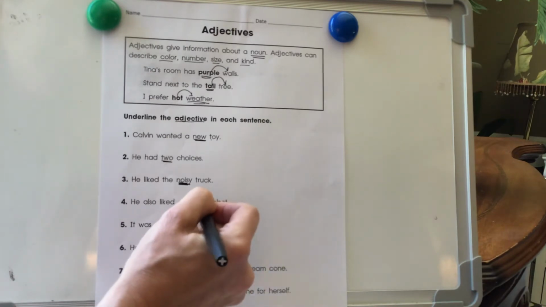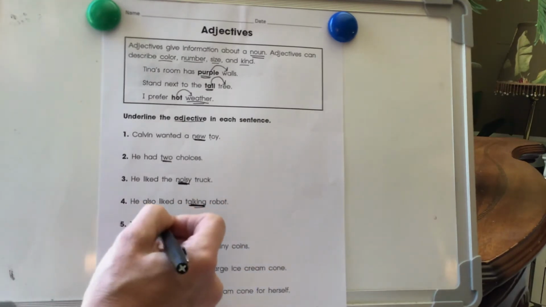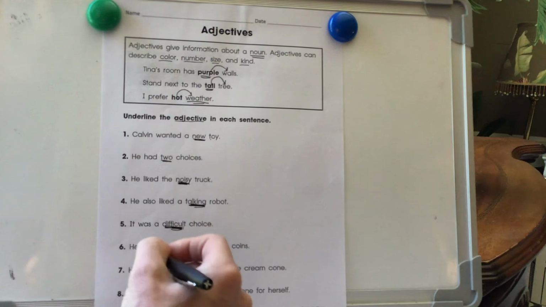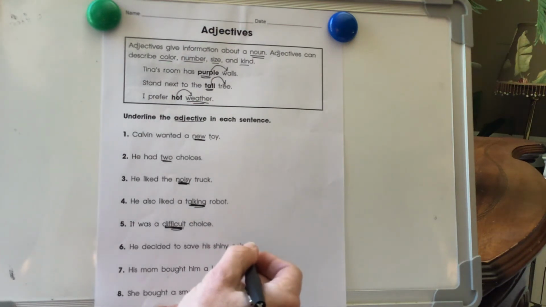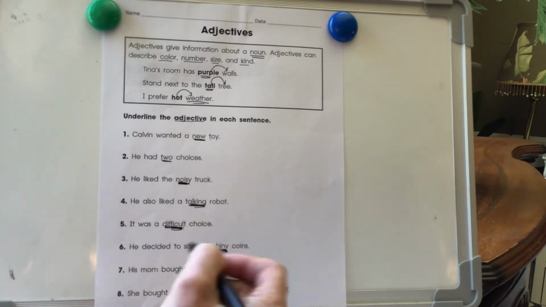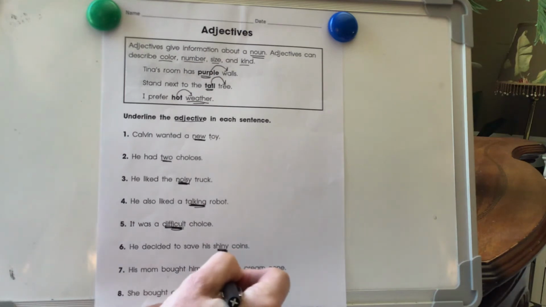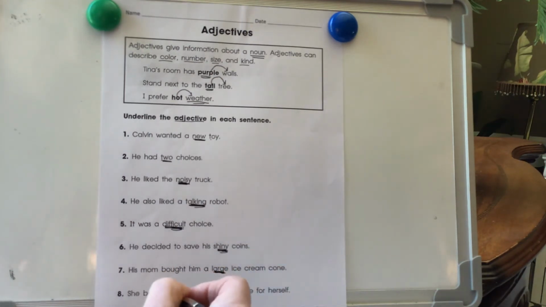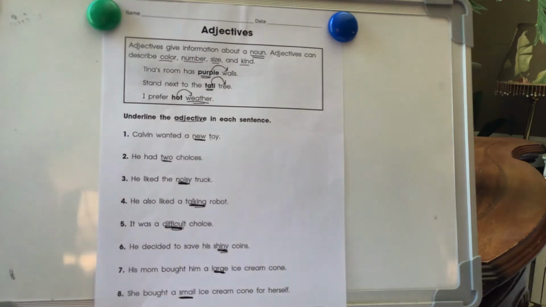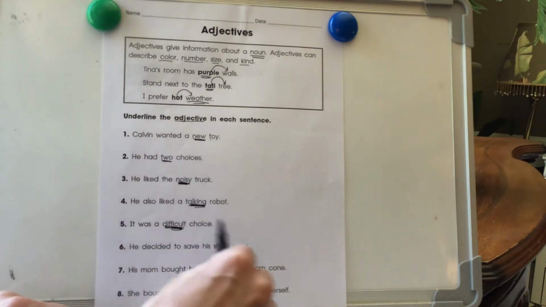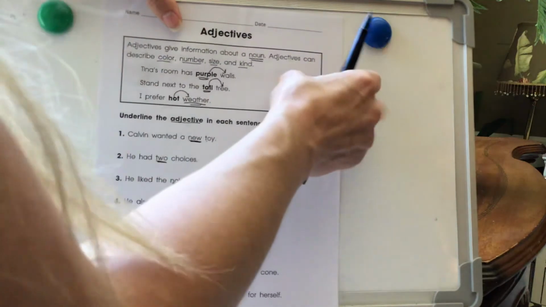What kind of robot is it? A talking robot. It was a difficult choice. What kind of a choice was it? Difficult. He decided to save his shiny coins. What kind of coins are they? They are shiny coins. His mom bought him a large ice cream cone. What kind of ice cream cone was it? It was a large ice cream cone. She bought him a small ice cream cone for herself. What kind of ice cream cone did she buy for herself? She bought a small ice cream cone. In this, it normally has the adjective close to the end of the sentence, but that's not always the case.